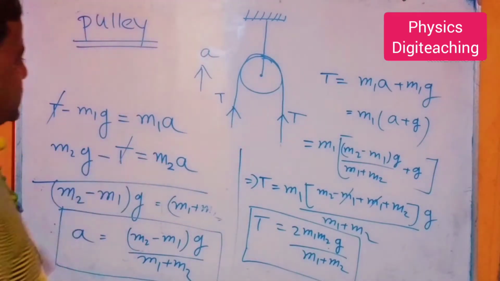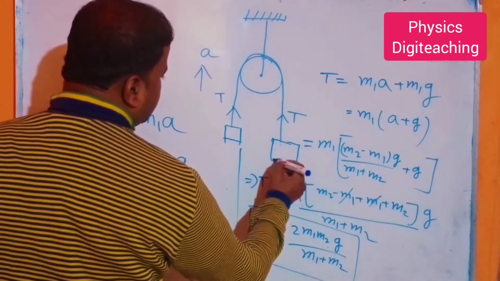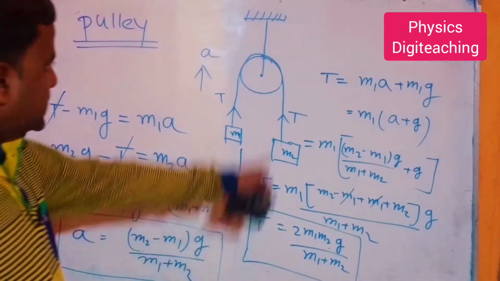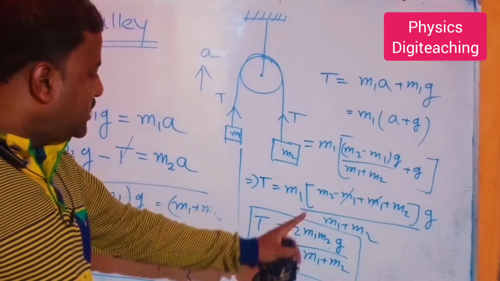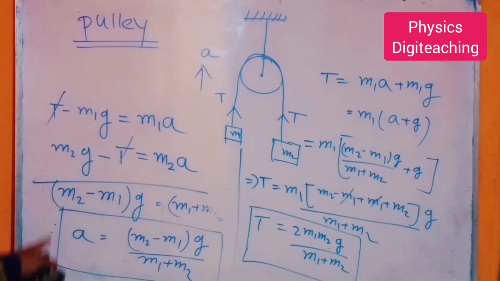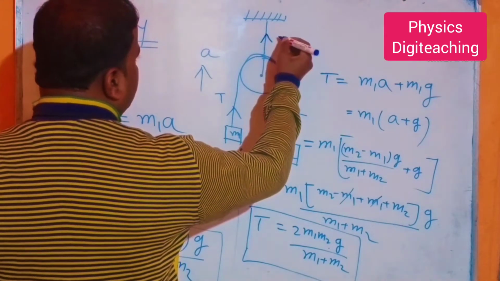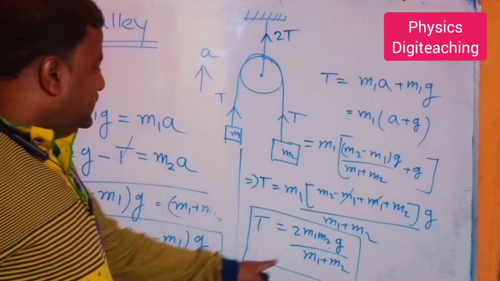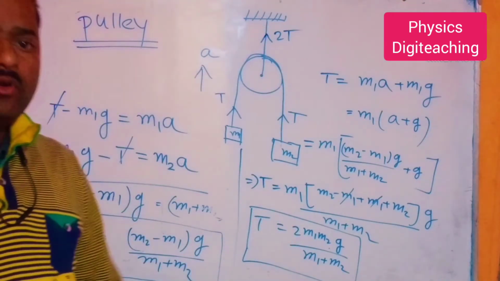Therefore for this system of pulley and masses M1 and M2, we get the tension of the rope or thread T equal to 2 M1 M2 G by M1 plus M2, and this is our acceleration. If we want to calculate the total tension on the pulley support, then we get 2T, and if we multiply this equation by 2, then we get the total tension of this rope. Okay.